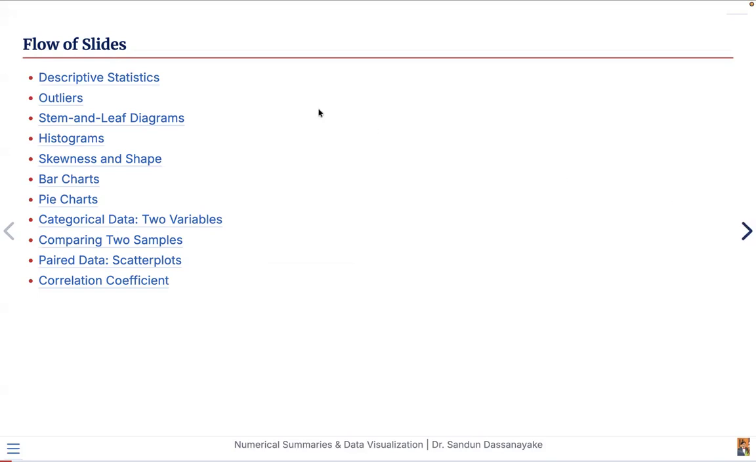So I have put this slide set in this order. You have descriptive statistics, outliers, and then stem and leaf diagrams, histograms, skewness and shape, bar charts, pie charts, categorical data of two variables, comparing two samples, paired data, and correlation coefficient.